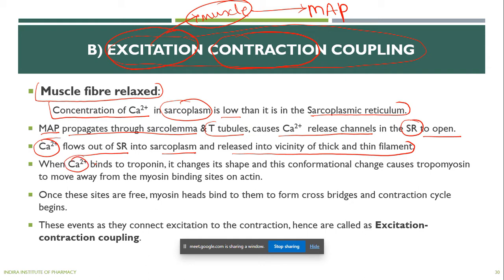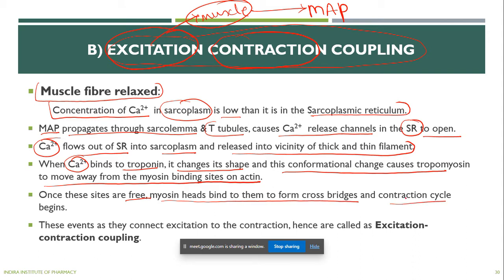When calcium binds to the troponin, it changes its shape, and this conformational change causes tropomyosin to move away from the myosin binding site on actin. Once these sites are free, the myosin head binds to them to form cross bridges and the contraction cycle begins. These events connect excitation to contraction, hence they are called excitation contraction coupling.